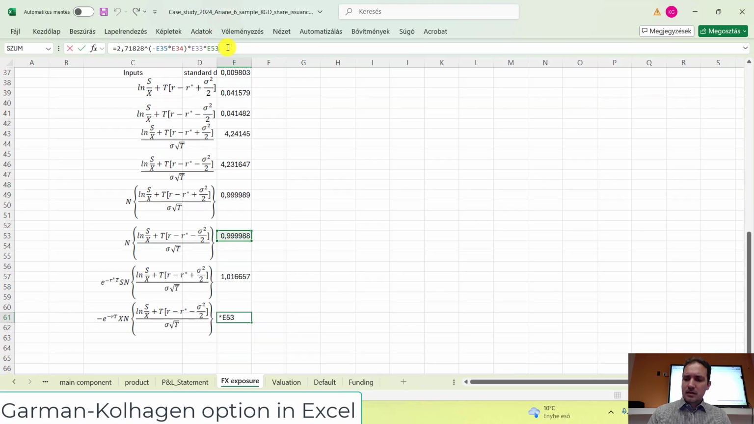Okay, then. So the call option fee is supposed to be the sum of this number plus this number, and then we should pay such an amount of euros for each US dollar. Then let's see.